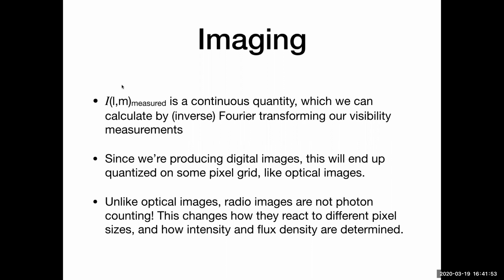as smooth functions. But we are working on computers, and computers want everything to be discretized. We're producing digital images, so everything is going to be quantized onto some pixel grid, of course, right? Just as we're used to with CCD images. But there is a fundamental difference between an interferometer image and an optical image. And nobody ever talks about this, and it took me forever to figure this out. This is not in any textbook, but I think it's really important. So I'm going to spend a few minutes on how exactly these are different.